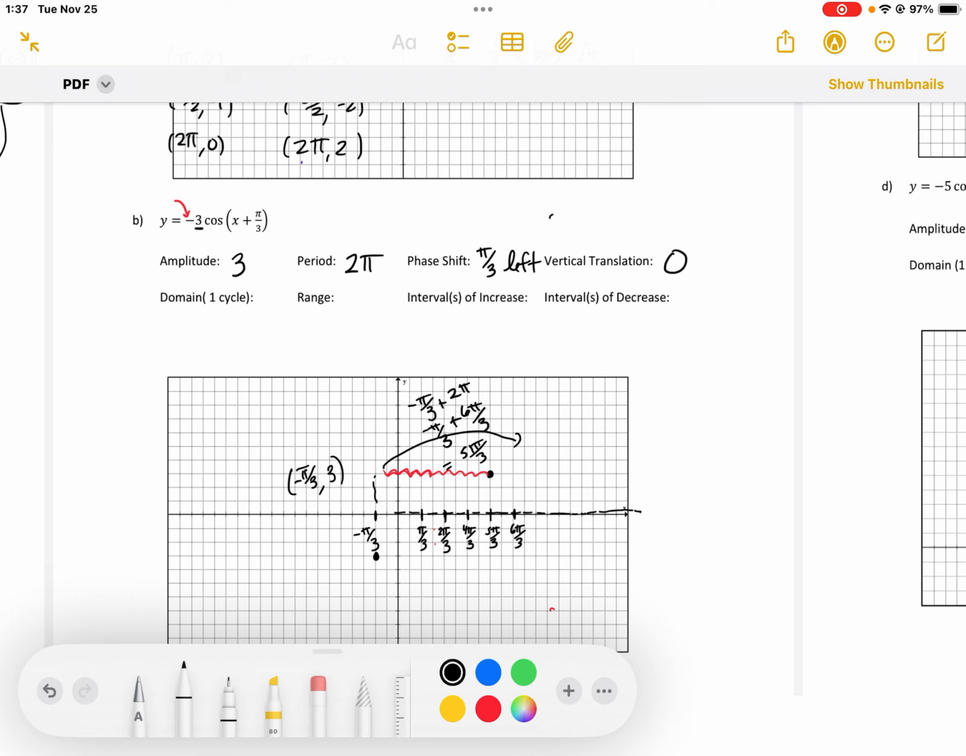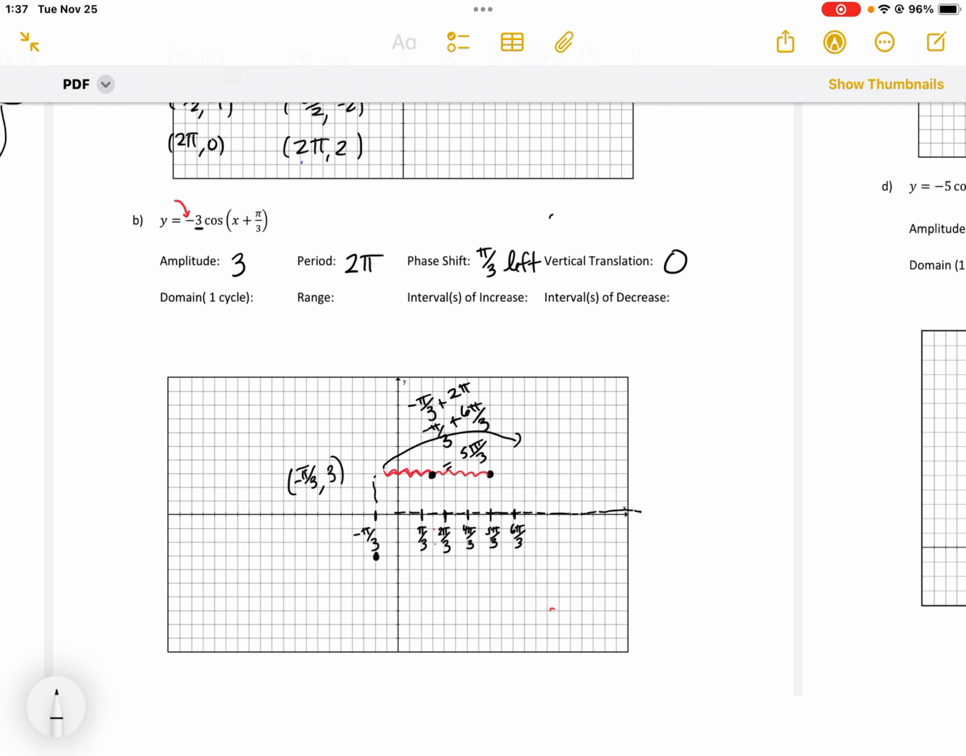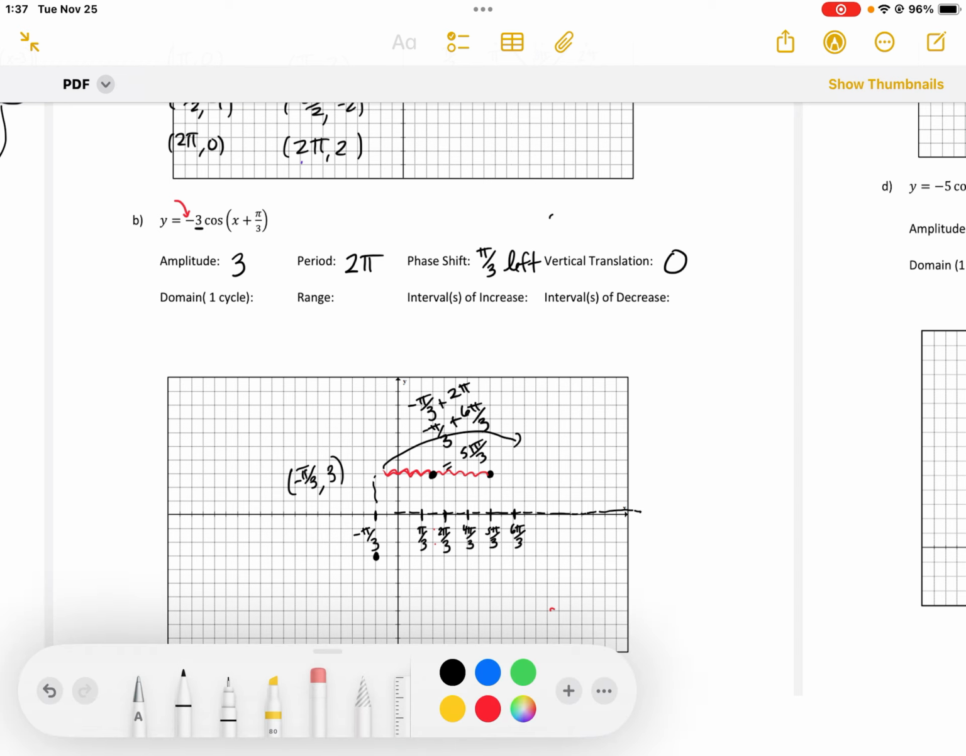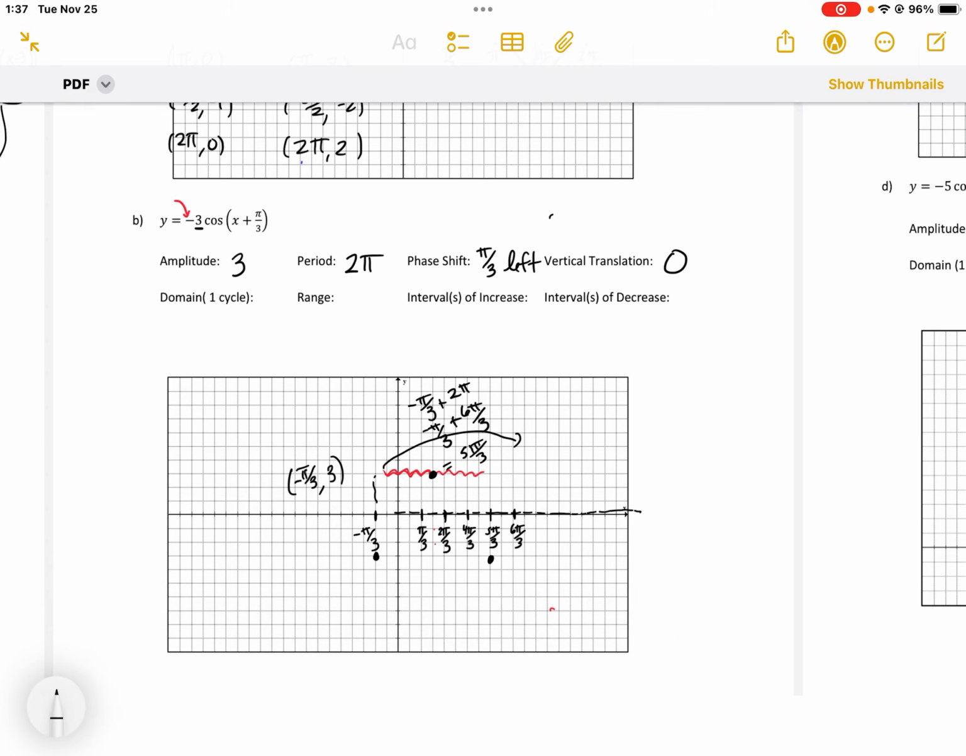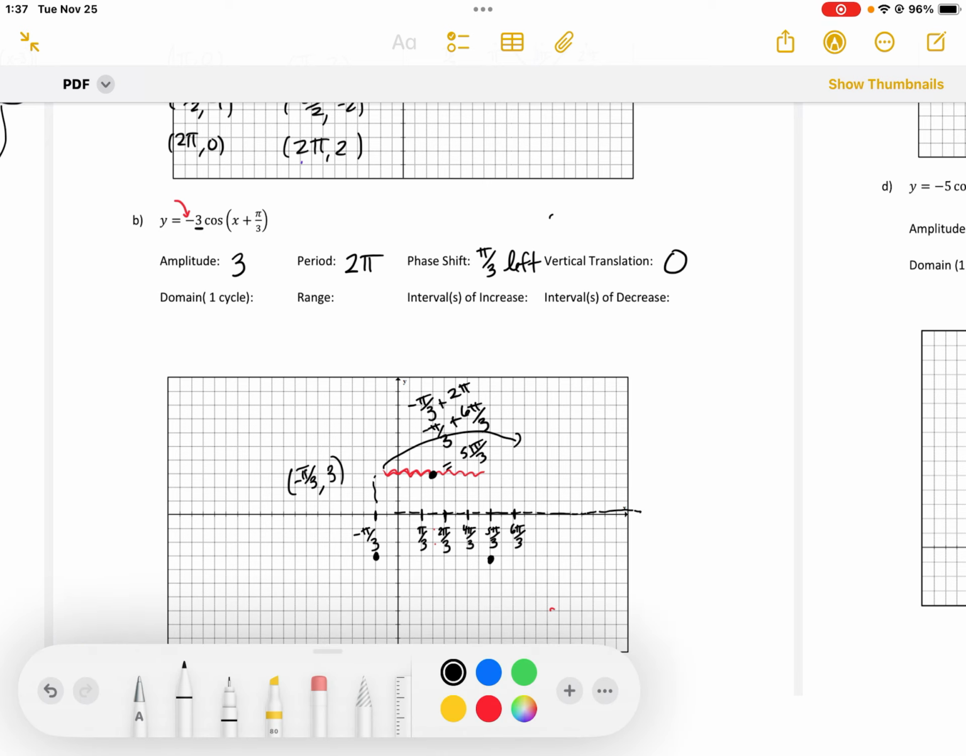And I'm going to move that right up here to be in between those values. And then finally, I'm going to move this last point down here at 5 pi over 3 so that it's now finishing at a minimum. So I've got that reflected value.